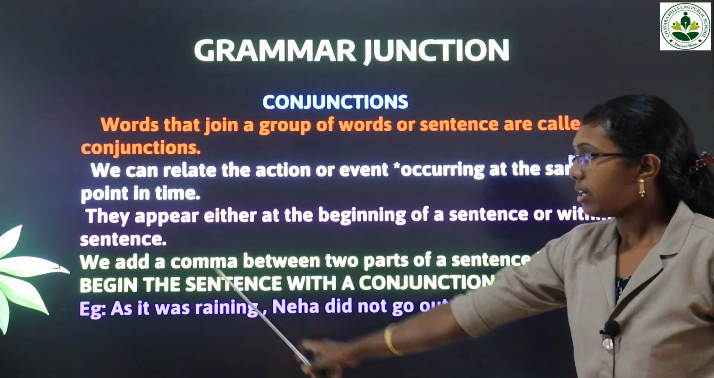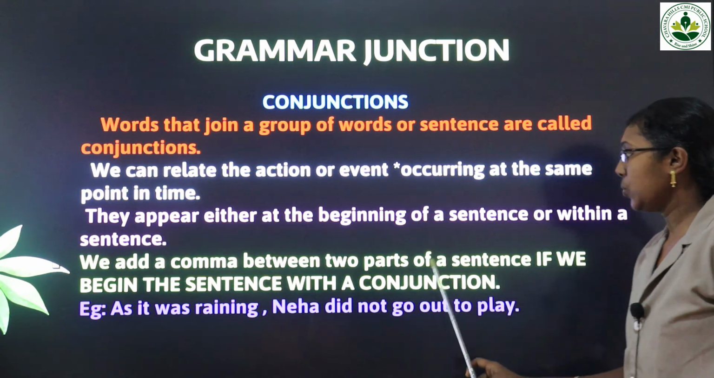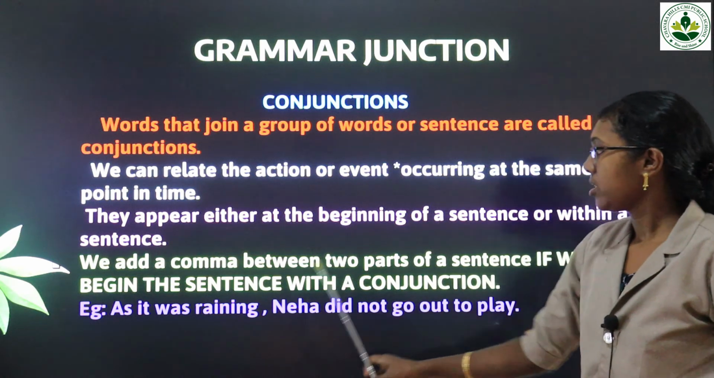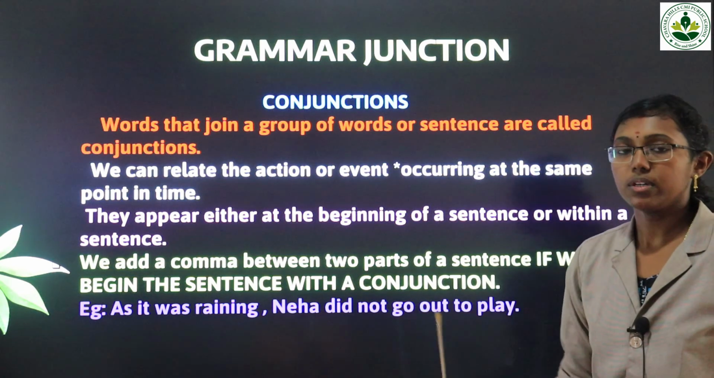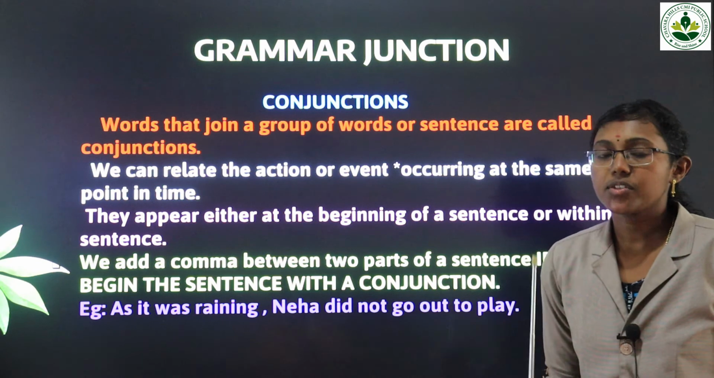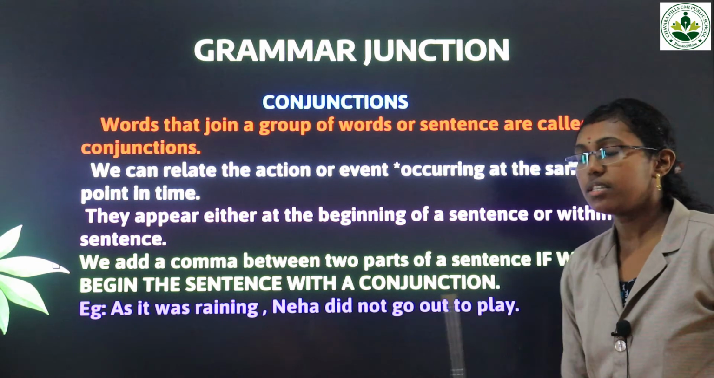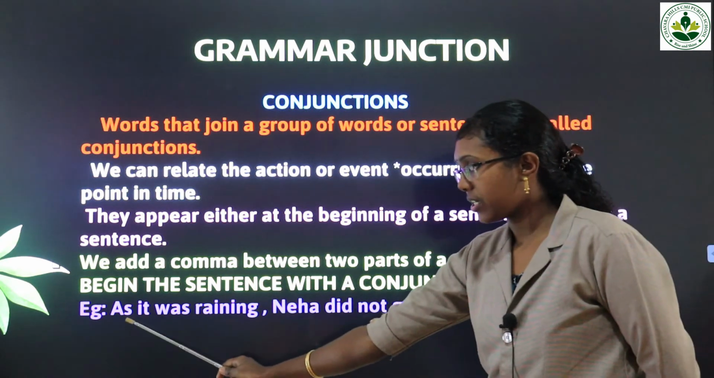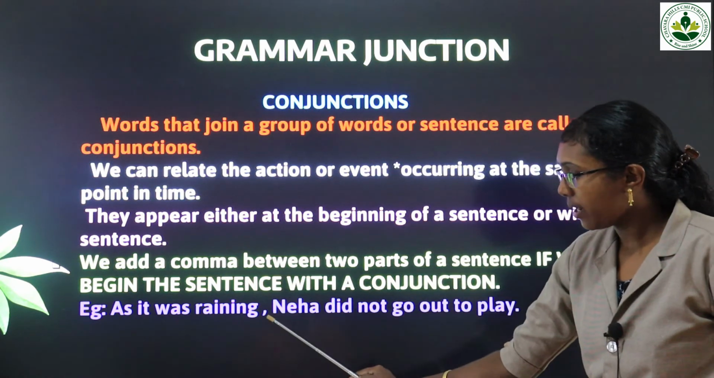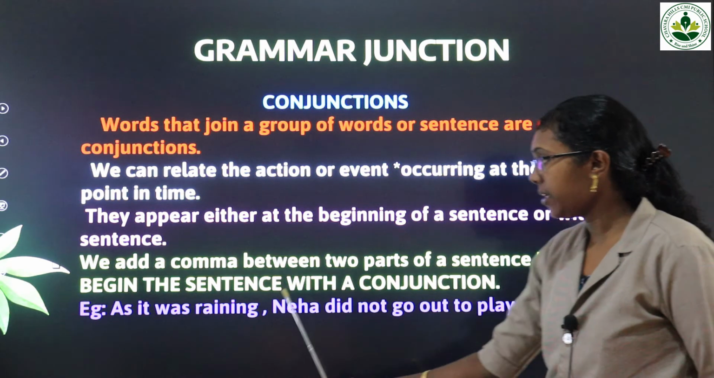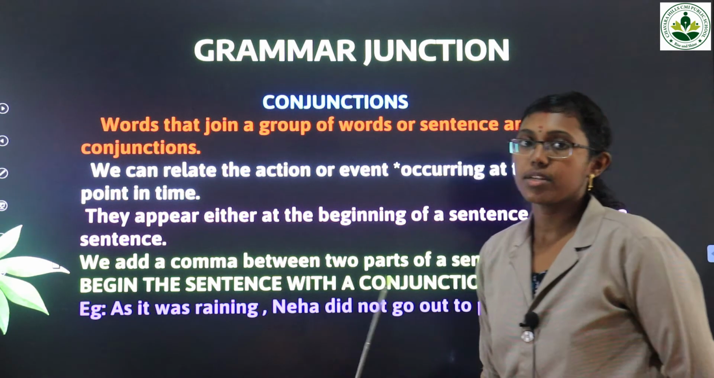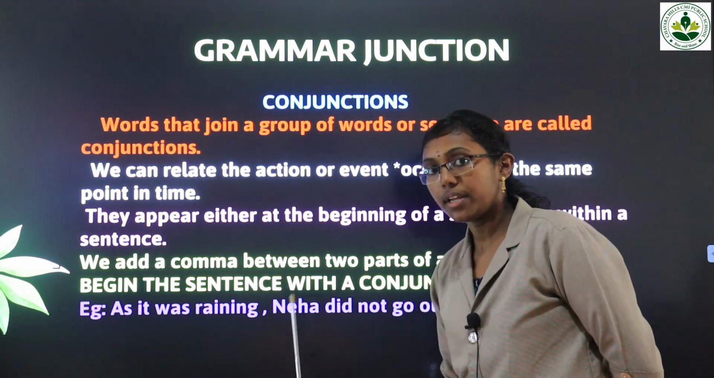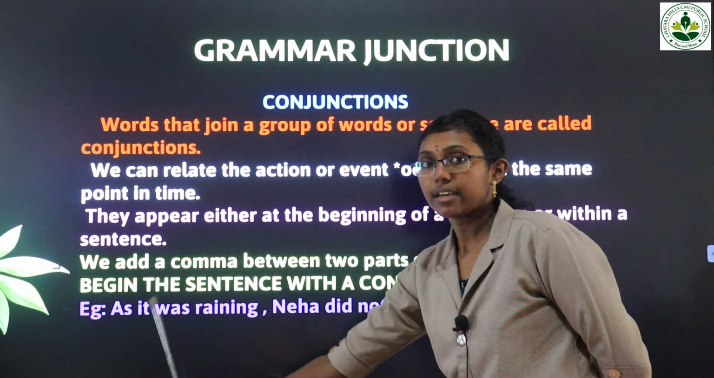See here, we add a comma between 2 parts of a sentence if we begin the sentence with a conjunction. So it is important, if you are writing a sentence and it begins with a conjunction, we have to use a comma in between. In between means there will be 2 parts of the sentence. After the first part we have to use a comma if it begins with a conjunction.